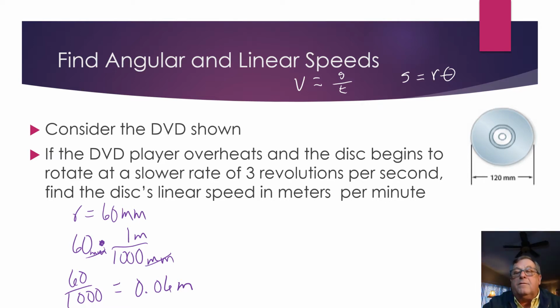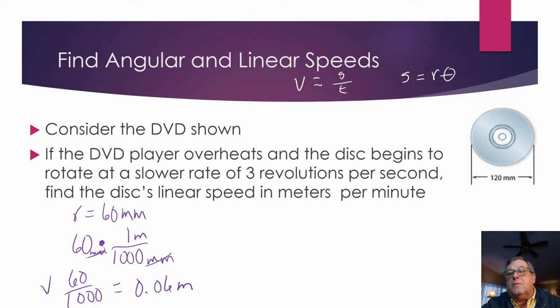All right, now I've got to find theta. This is my radius in meters. Now I need to find theta. Well, this thing now is spinning at 3 revolutions per second. And I'm going to go ahead and leave the seconds in here, and I'm going to make that conversion from seconds to minutes a little bit later. But let's just quickly find the theta in terms of per second.